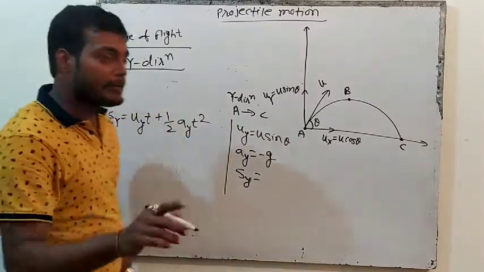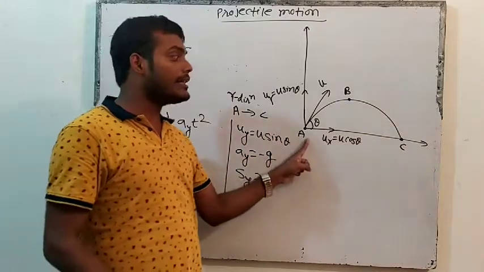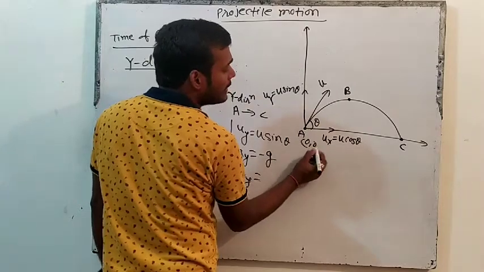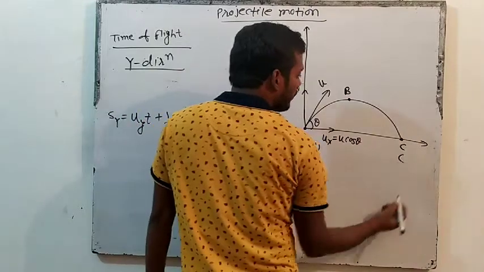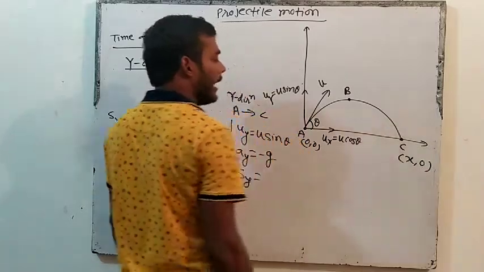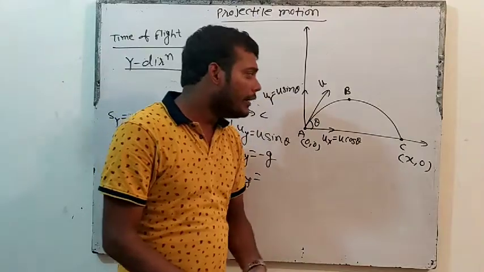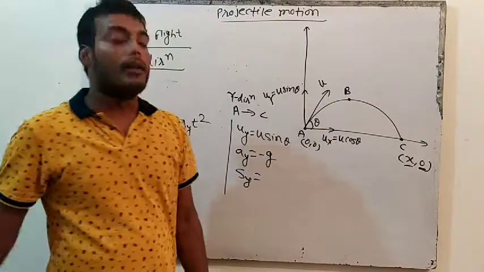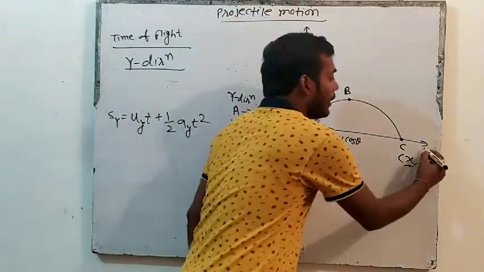Now see, this concept is important. When the object is going from A to C, A is the starting point and C is the final point. What will be the coordinate of A? A is 0, 0, this is the origin. And when it comes here, this will be some x, 0. X can be anything: 5, 10, 20. I am taking it in general, so x, 0. I don't know what x will be, but I am sure about the y coordinate, because it is again falling on the x-axis. The object is coming back on the x-axis.